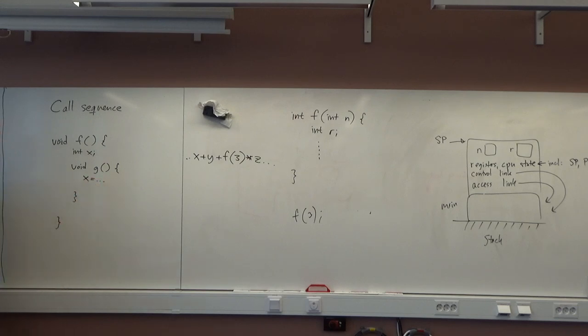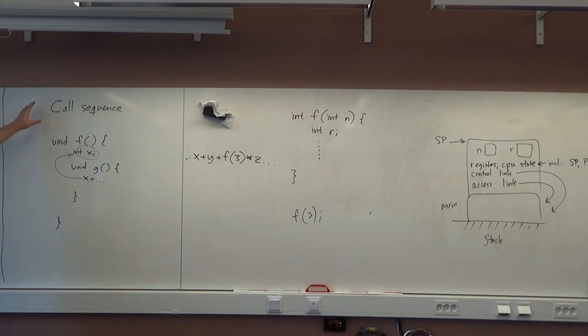And when you do something with x, what x is this? Well, it should probably be this one. So the access link tells us how to find the encircling other function to use to look up data. And the control link is a pointer to the activation record for the function that called this one. So I can go back and check which function called this particular function.